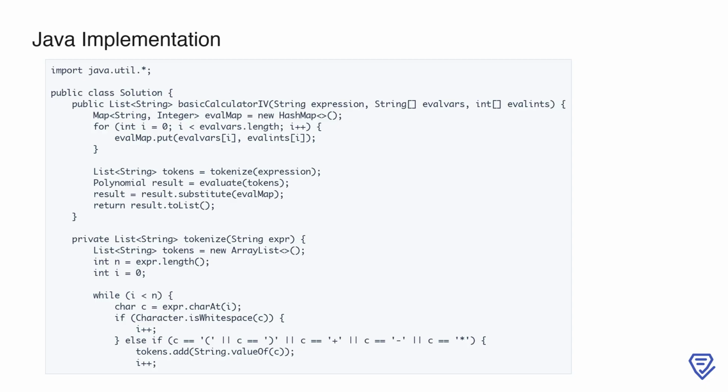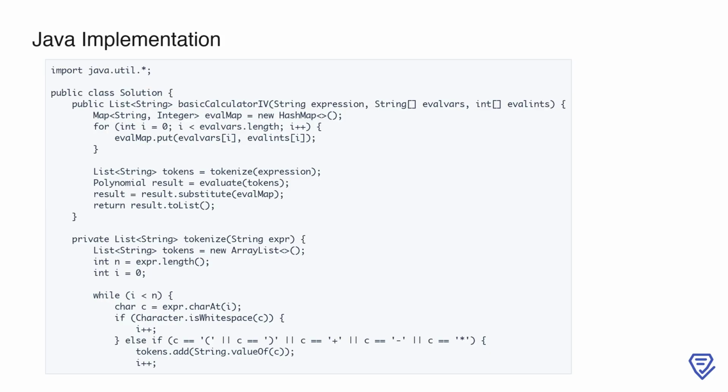Here, we begin by defining the basic calculator IV method, which takes three parameters: the mathematical expression as a string, an array of evaluation variables, and their corresponding integer values. We first create a map called evalMap to store these variable to integer mappings. Then, we tokenize the input expression using the tokenize method, evaluate the tokens to construct a polynomial using the evaluate method, and finally substitute the evaluation variables with their respective values. The result, which is a simplified polynomial, is converted to a list of strings using the toList method and returned.